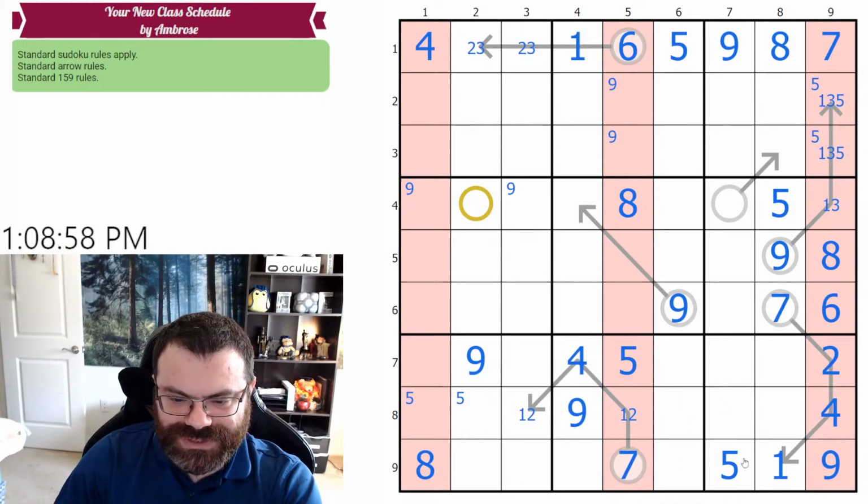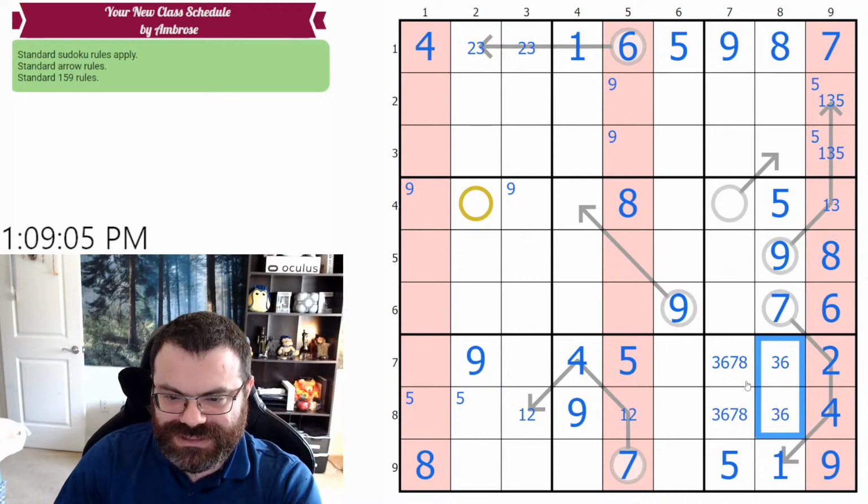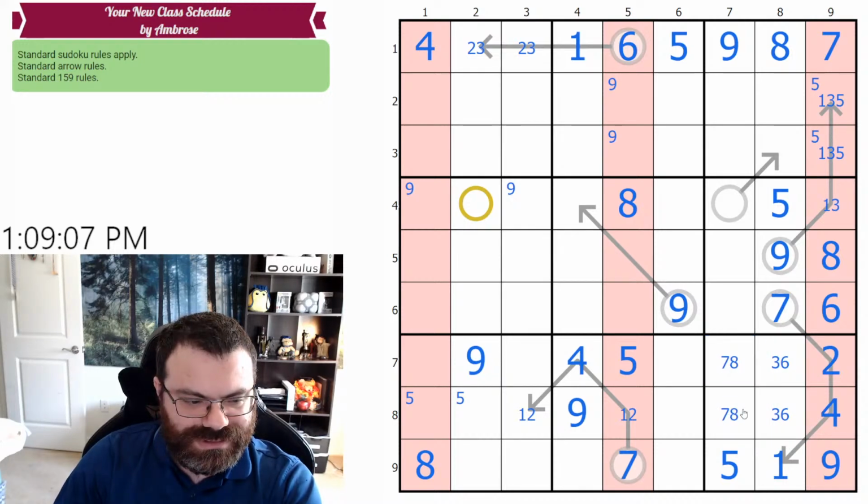Yeah, that was Ice Cube's point. This is 3, 6, 7, 8. These are not 7, 8. These are not 3, 6.